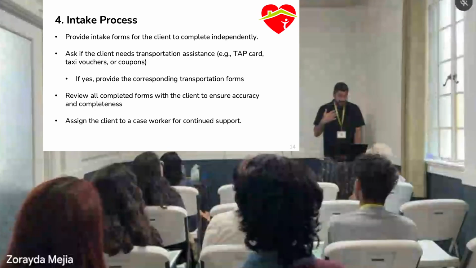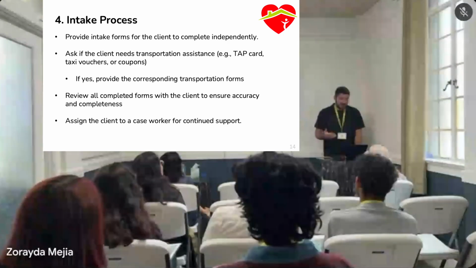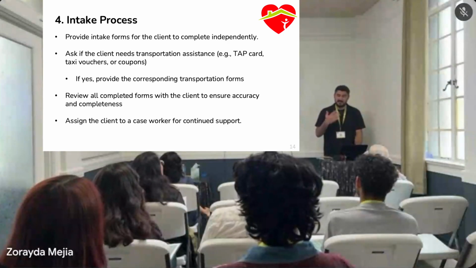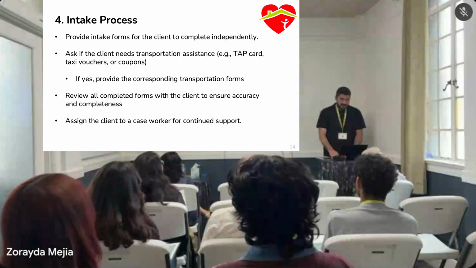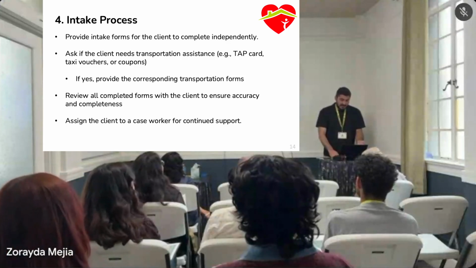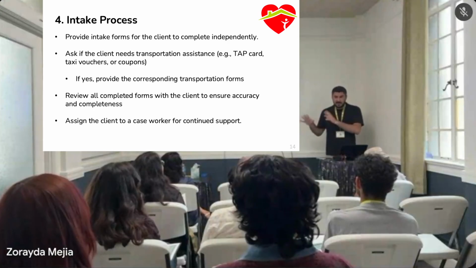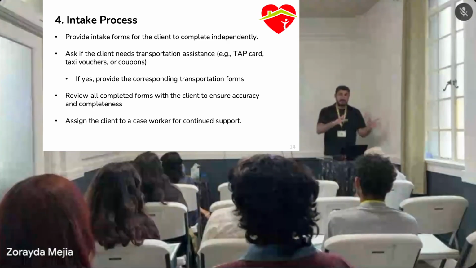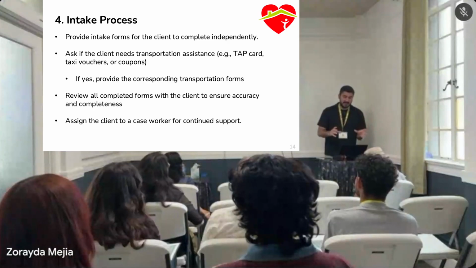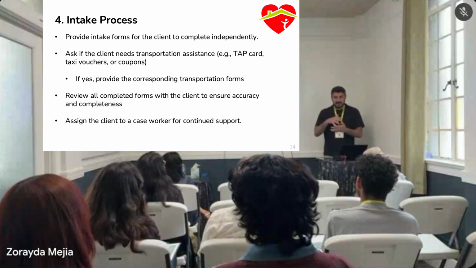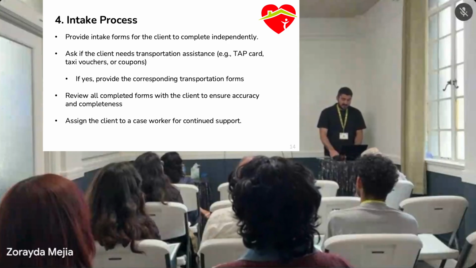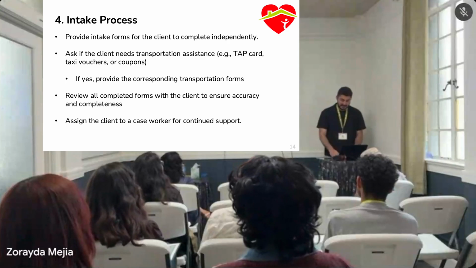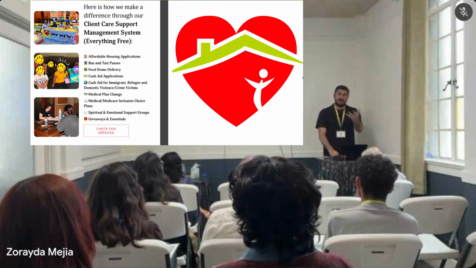The intake person would also ask the client if they need transportation assistance, such as a tap card for a bus or a taxi voucher, taxi coupon, and other services that I'll go over in a second. If yes, provide the corresponding transportation forms. Review all the completed forms, like the tap card and stuff like that if they did, and then also primarily the intake. Review the intake with the client to ensure accuracy and completeness. Make sure they completed everything, make sure it's as accurate as can be, and then you assign a client to a caseworker for the next step, which we'll get to in a second. So they pass the client off to a caseworker.